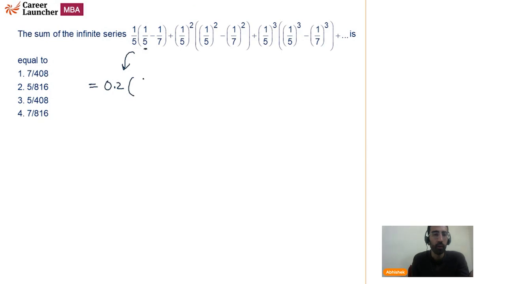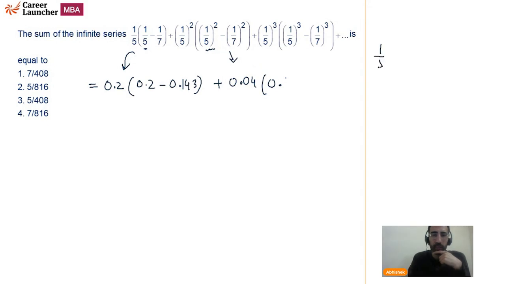1 by 5 is 0.2, 1 by 5 is 0.2, 1 by 7. If you remember, 1 by 7 is 14.28%, so the value of 1 by 7 is 0.1428. I'm just going to take this as 0.143. That's good enough. And then the next term is going to be 1 by 5 whole square, 0.2 whole square, 0.04.